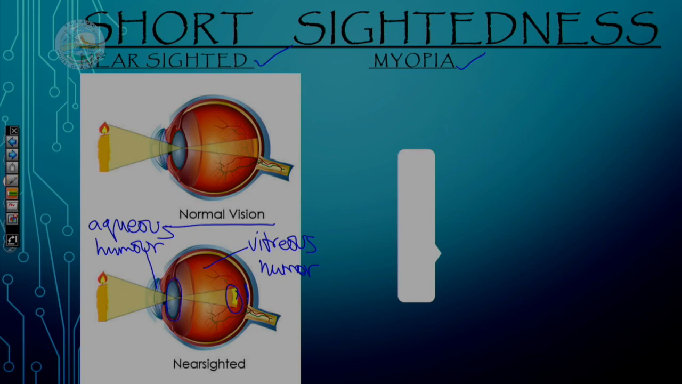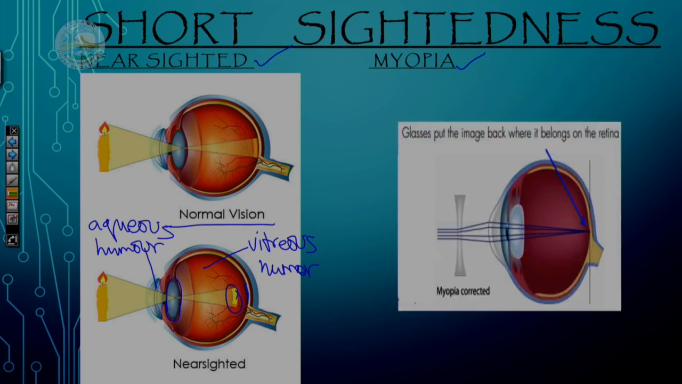So what causes this problem? It could be that the eyeball is too long, or damage to the lens where it is bending the light too much, so it is too concave or too long and thin, and it is bending the light too much, and the image forms before it is focused onto the retina. So how do we correct short-sightedness?